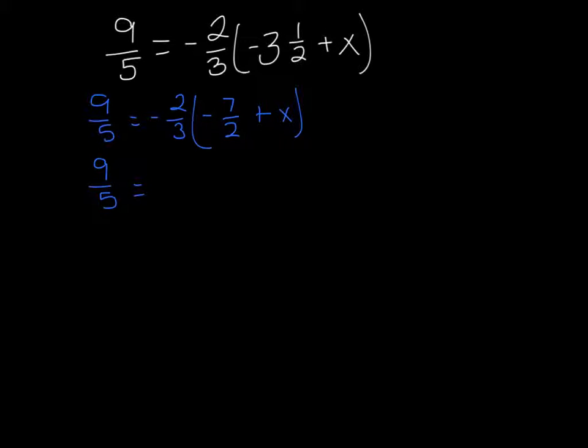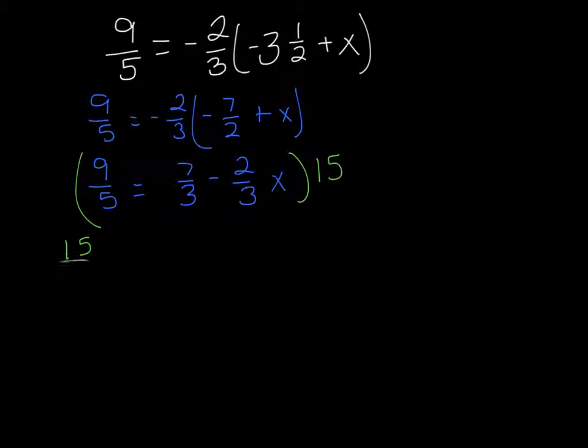9/5 equals. Now the 2's here would cancel, leaving you with 7 over 3, and then a negative times a negative is a positive, and then minus 2 over 3x. Our next step is to eliminate fractions. This time our common denominator will be 15. That's the smallest number that 3 and 5 both go into.